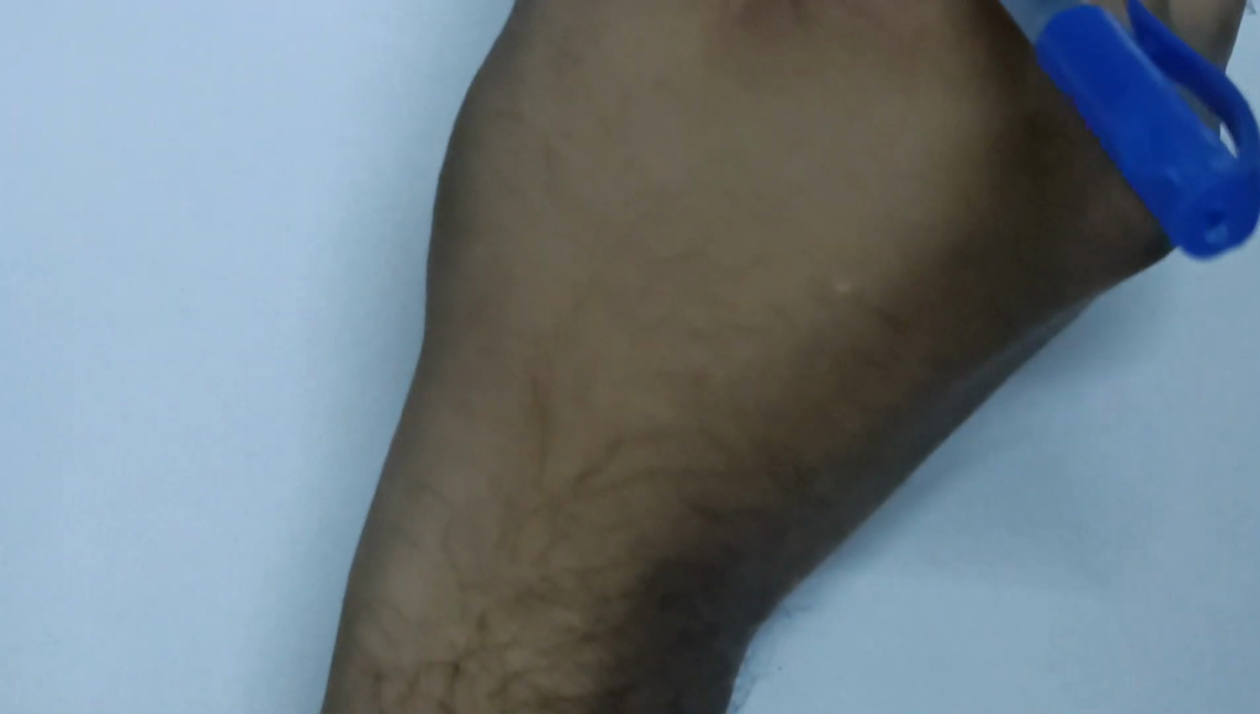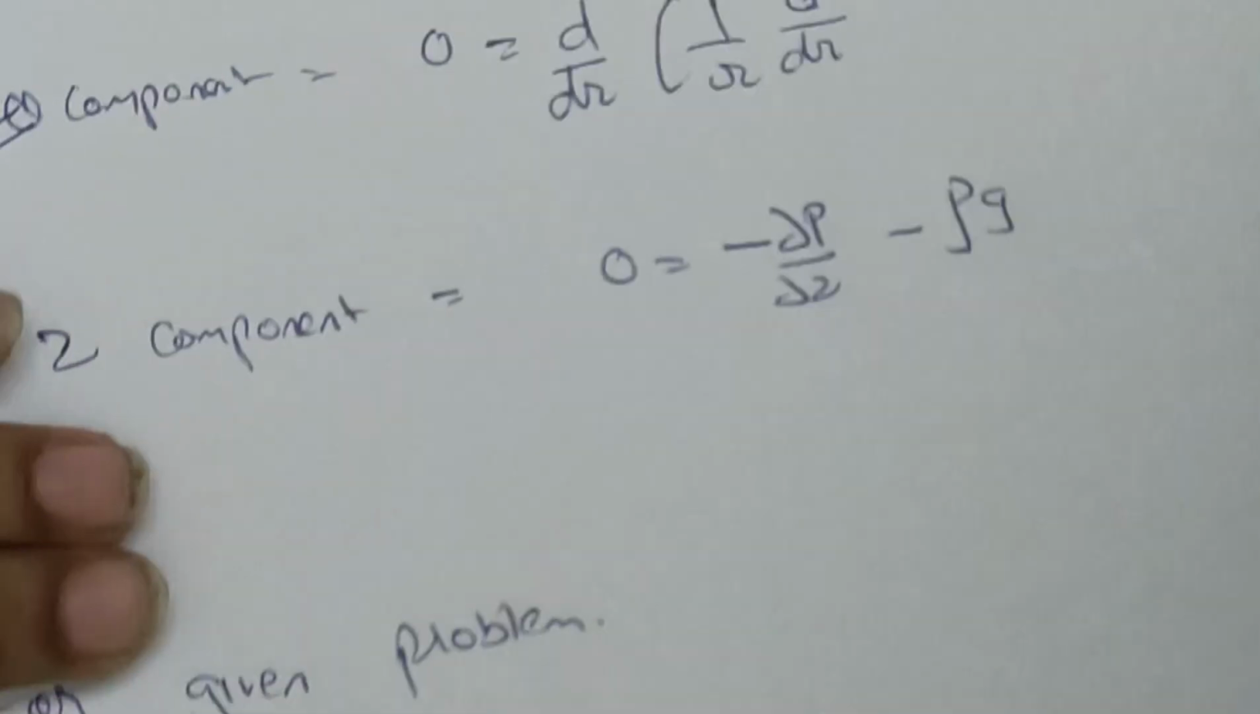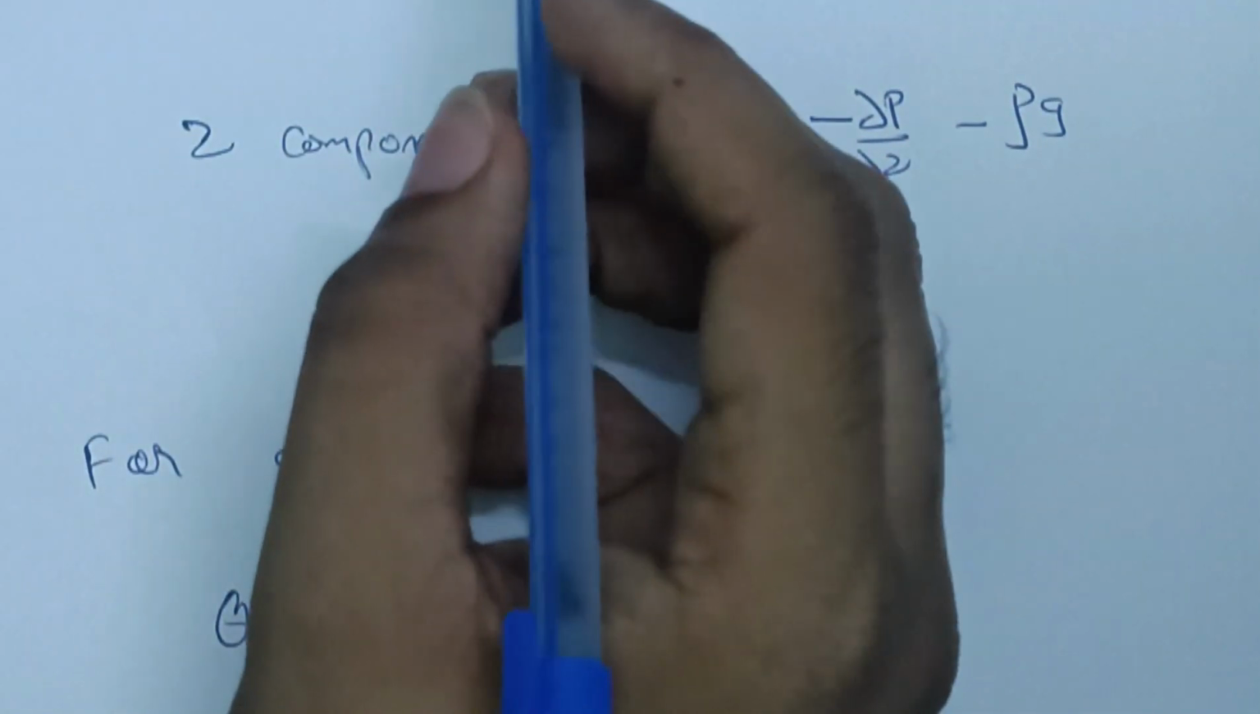So for the given problem, we know that v theta is a component of r, and Vr is equal to 0 and Vz is equal to 0. Vr is equal to 0 due to symmetry, and Vz is equal to 0 because we know it is a laminar incompressible flow. So let's start. By using the Navier-Stokes equation, we have deduced the equation in r, theta and z components. We will use the theta component because for the r and z components the velocities are 0.